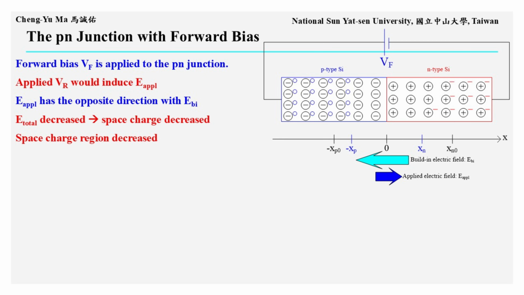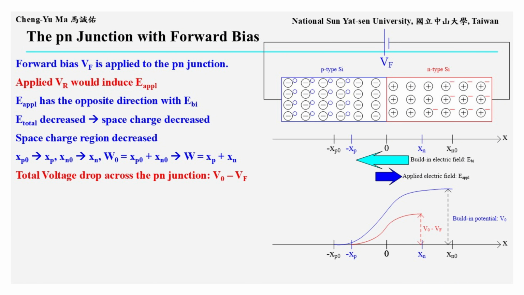A weaker electric field also means that the amount of space charge decreases. If the amount of space charge decreases, the width of the space charge region becomes smaller. Therefore, the space charge width in the p-type semiconductor decreases from xp0, the width without bias, to xp. The space charge width in the n-type semiconductor decreases from xn0, the width without bias, to xn. The total space charge region width decreases from w0 to w, which equals xp plus xn.